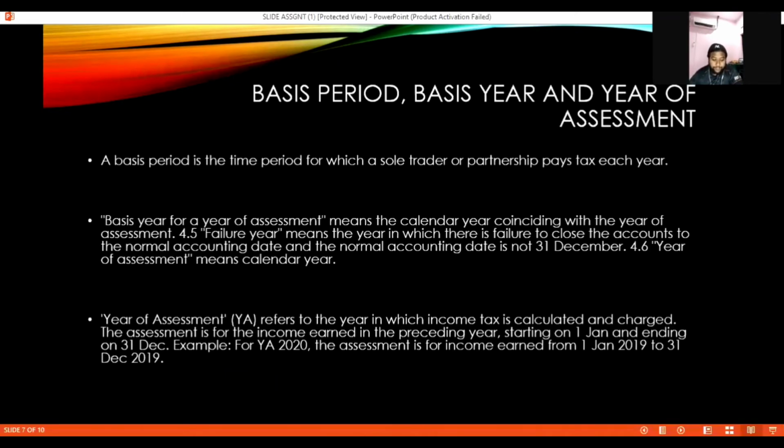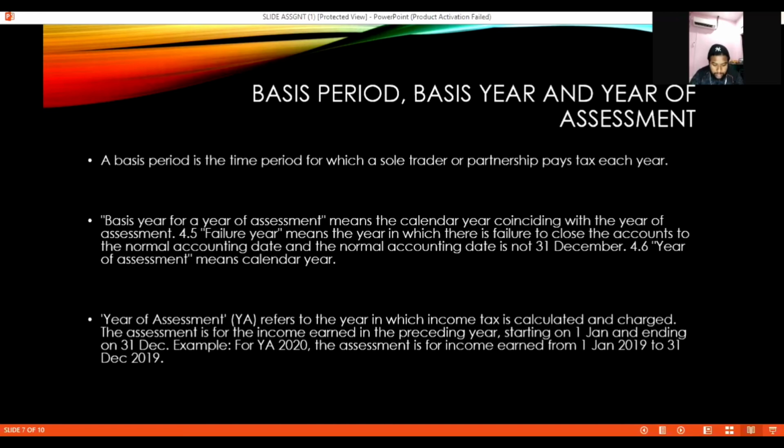Next is basis period, basis year, and year of assessment. A basis period is the period of time for which a sole trader or partnership pays tax each year. Next, basis year of a year of assessment means the calendar year coinciding with the year of assessment. Failure year means the year in which there is failure to close the account to the normal accounting date. And the normal accounting date is 31 December, and year of assessment means calendar year.